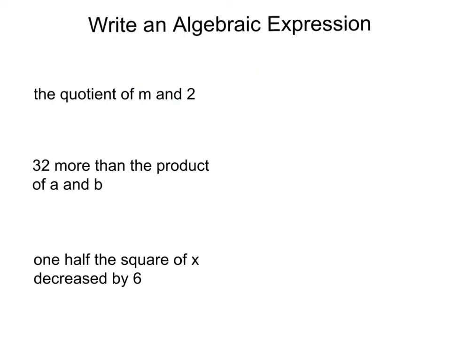We're going to continue with the same idea, except we'll be working backwards. This time I've given you verbal expressions, and we're going to write algebraic expressions. The first one says the quotient of m and 2. Well, we know that quotient means division, so we're just going to be dividing m by 2. So m divided by 2, or you could write it as the fraction m over 2.